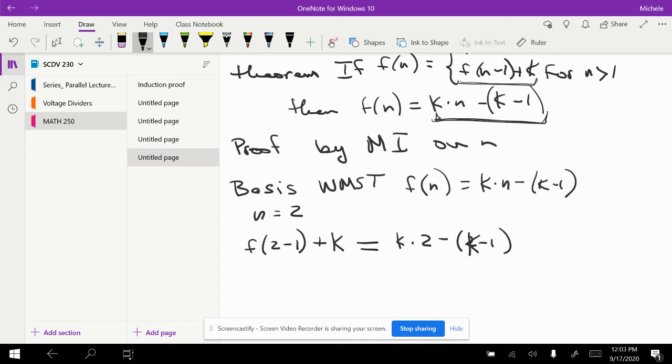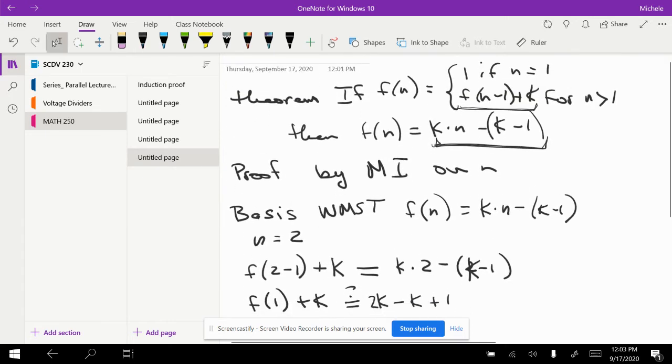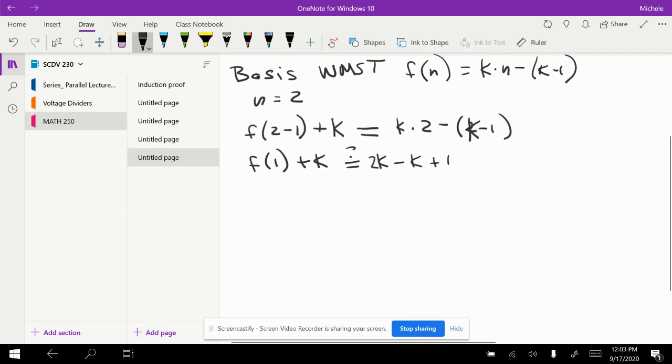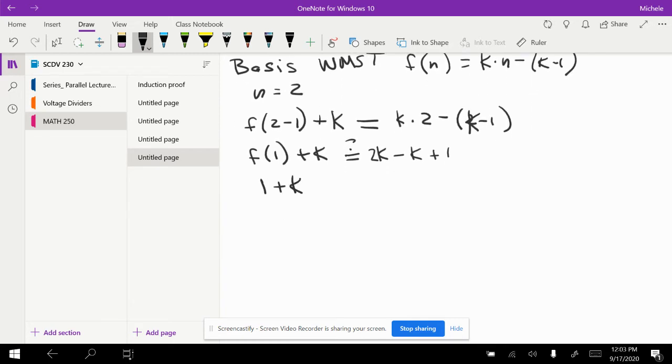Okay, so what is the function for 2 minus 1? That's the function for 1 plus k. And does that equal k times 2? So let's say that's 2k minus k, and we're going to distribute that, so plus 1. Okay, well, so what is f of 1? Well, up here, when n equals 1, f of 1 is equal to 1. So I'm going to plug that in. So 1 plus k, does that equal, so 2k minus k is k plus 1. So it works for n equals 2.